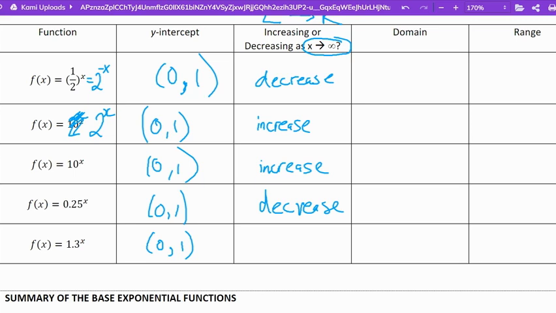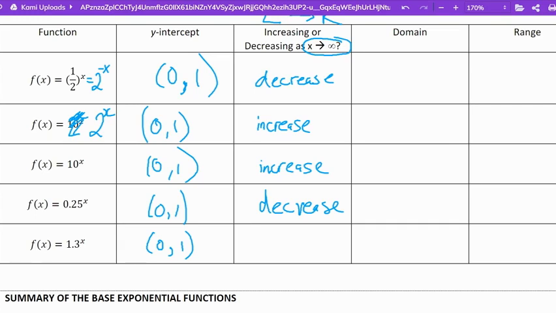I said 1 to the power of negative 10 stays as is. At what? 1. What's 1 to the power of a million? 1. What's 1 to the power of negative 10? What's 1 to the power of 0? 1. So 1 to the power of x is the only function that does not grow exponentially. If the base is less than 1, we've got decay. If the base is greater than 1, we've got growth.